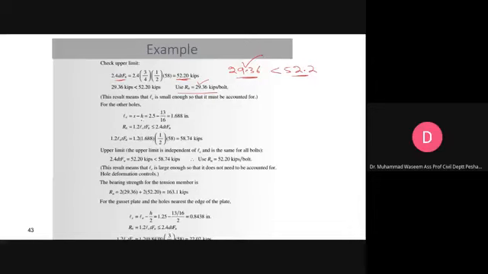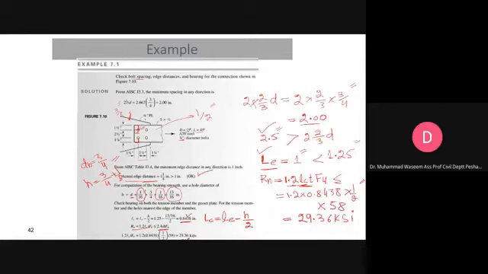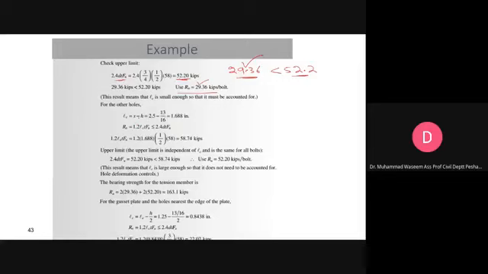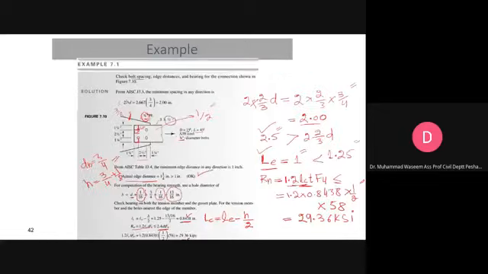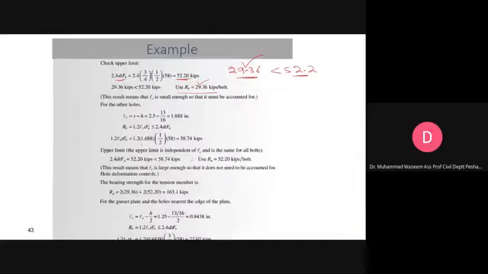Now as I told you, in this connection we have 2 plates. The thickness of this plate is different from this plate, so the same round of calculation we have to go through for this thickness as well. Then we have to see whichever is minimum, that will be the controlling load or bearing strength. As I told you, first we have to check the bearing strength here, then we have to check here.